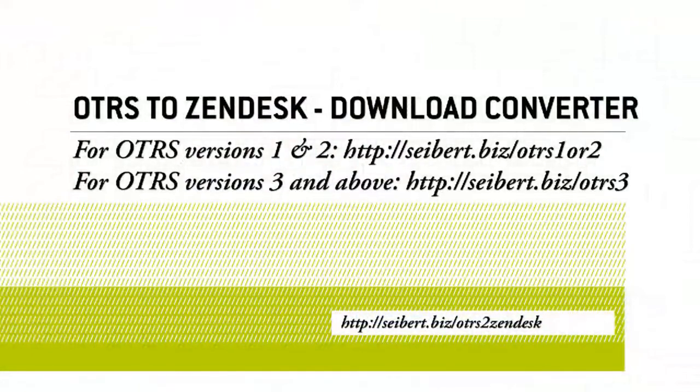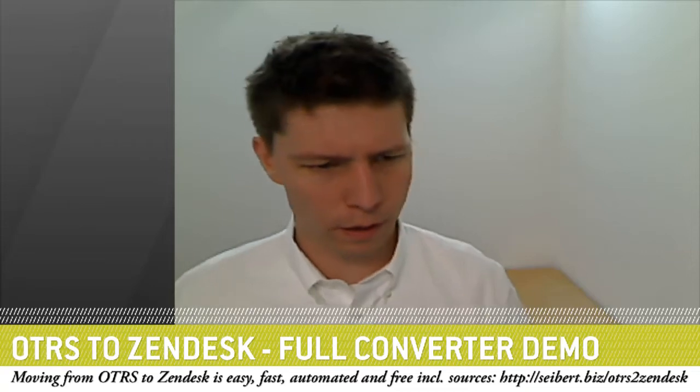So if you have OTRS versions 1 or 2, you want to type in seibert.biz/OTRS1or2. For OTRS versions 3 and above, maybe 4.0 comes out one day, seibert.biz/OTRS3 is your link. So you simply type that in, and then you can download the file. And it's an OPM file. I won't do that because it's dull. So you simply use the file, upload it, and that's it.